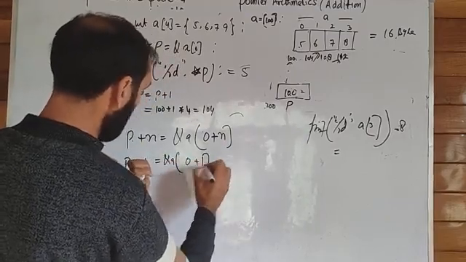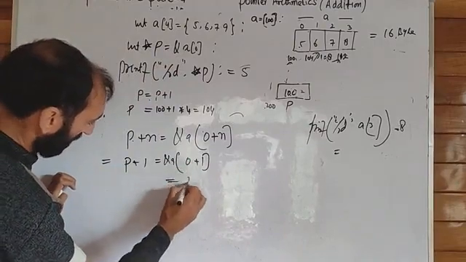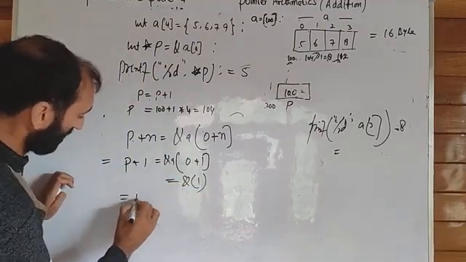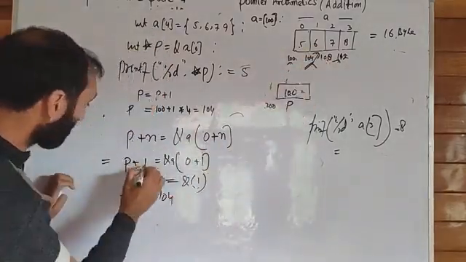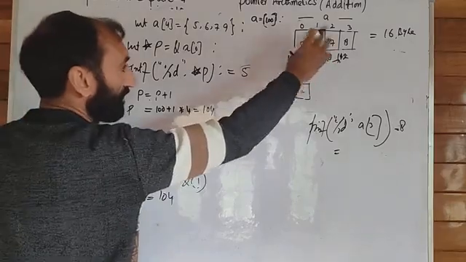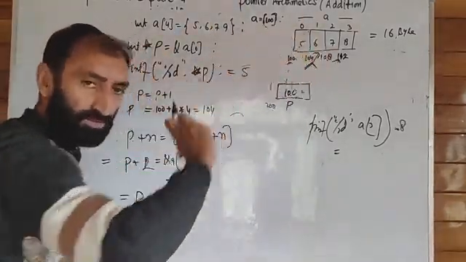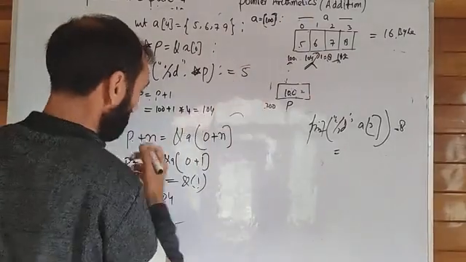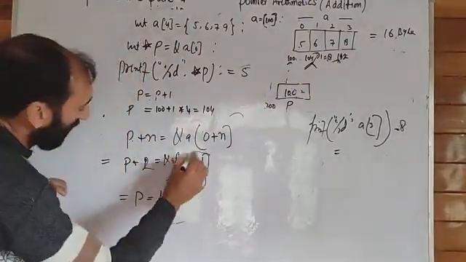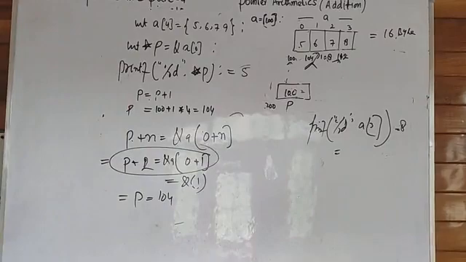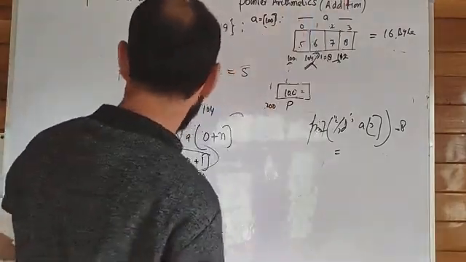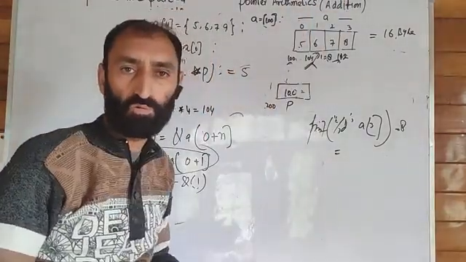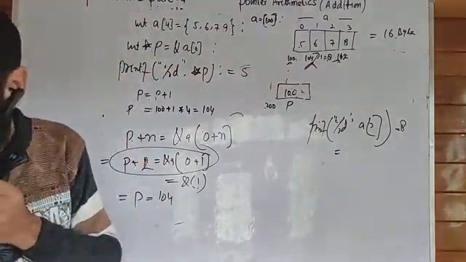N is 1, that means address of 1, which is 104. For 2 it is the address of 2, and for 3 it is address of 3, that is 108. So this is the general formula for moving the cursors, for the addition of pointers. I hope you have now fully understood how we can perform the addition of pointers.